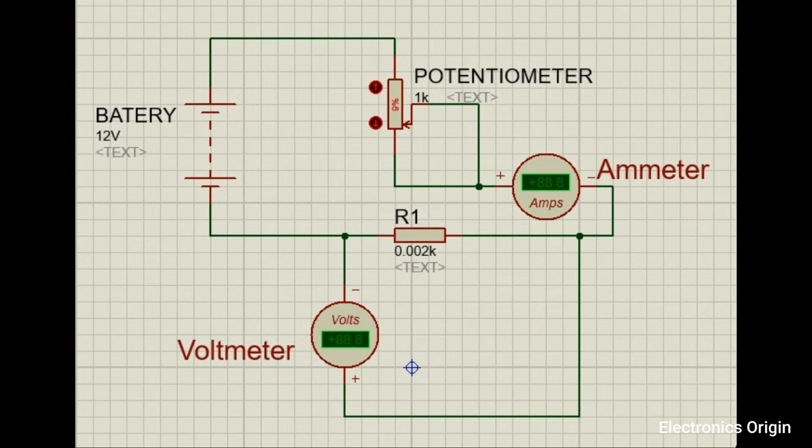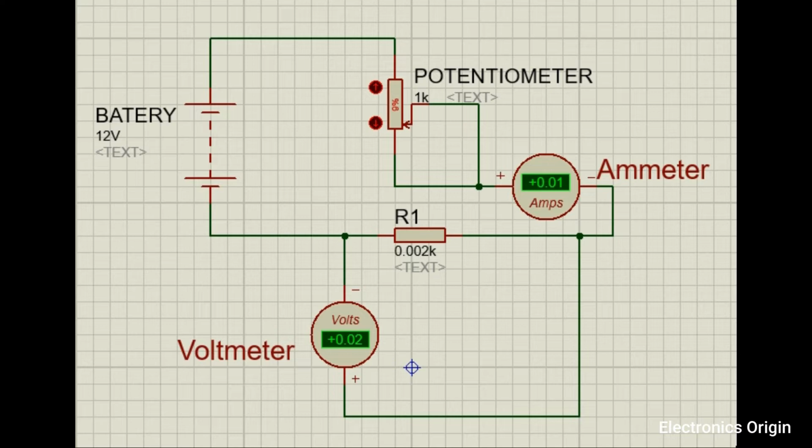Next, experimental verification of Ohm's law. Ohm's law can be easily verified by the following experiment. Required components are resistor, potentiometer, ammeter, voltmeter, battery. Initially, the potentiometer is adjusted to get the minimum reading in ammeter A and voltmeter V.